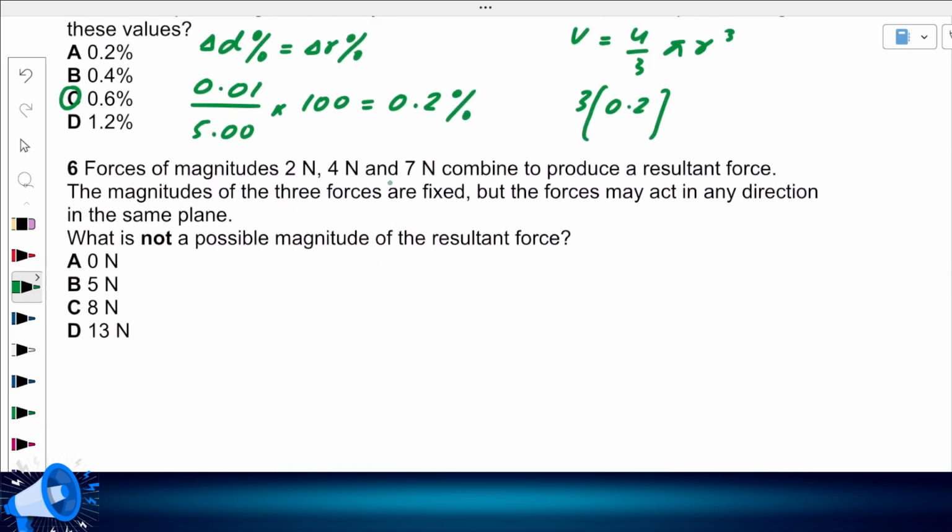Forces of magnitude 2, 4 and 7 newtons combine to produce a resultant force. Which is not a possible magnitude of the resultant force? 0 newton. Let's say I place 2 newtons here and the 4 newtons also here, and 7 newtons to the right side. Now what is the lowest value that I can get? I'll be getting 1 newton to the right side. There is no possible combination by which the magnitude of the resultant force would be 0.